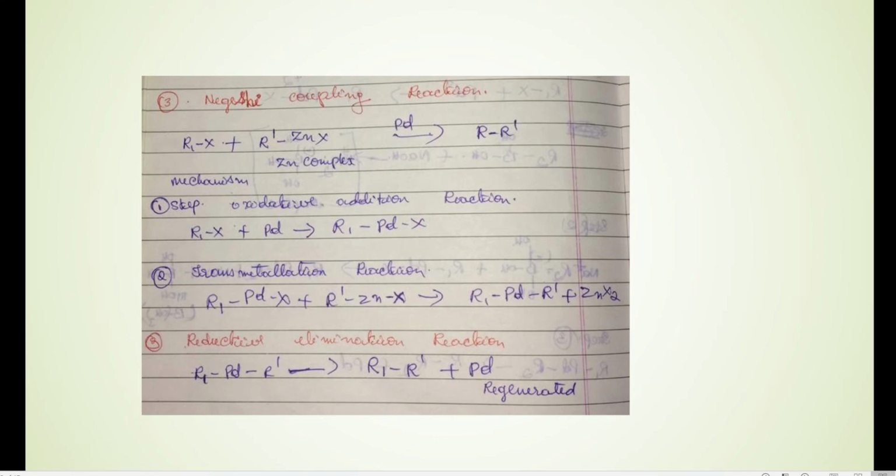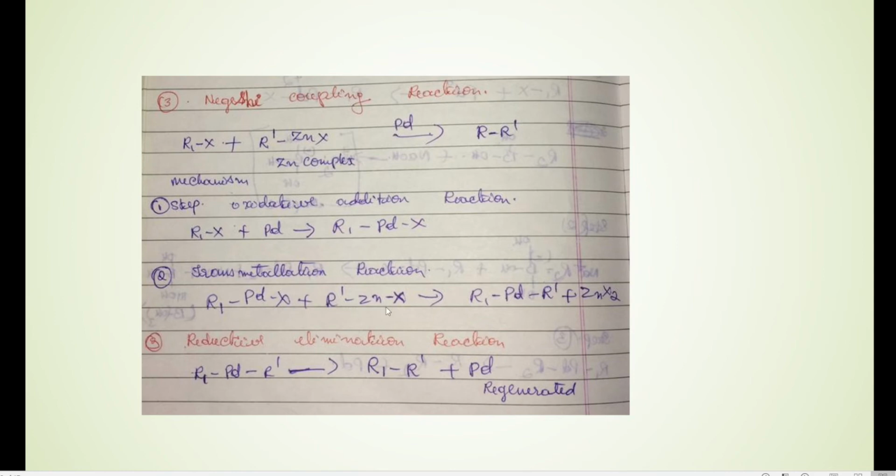Next step is transmetallation. So here in the previous step we got R1PdX complex. So make that complex react with zinc complex, that is R'ZnX. So what does the zinc complex do? The ZnX part gets separated out and it takes this X or halide from the R1PdX. So it gets eliminated as ZnX2, and this R' will go and fill up the place of X and will attach to palladium. So we get R1PdR' plus ZnX2.